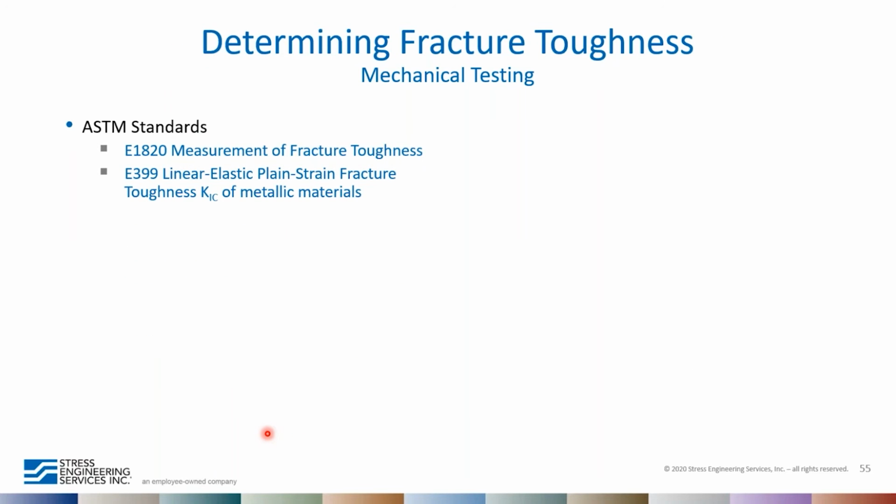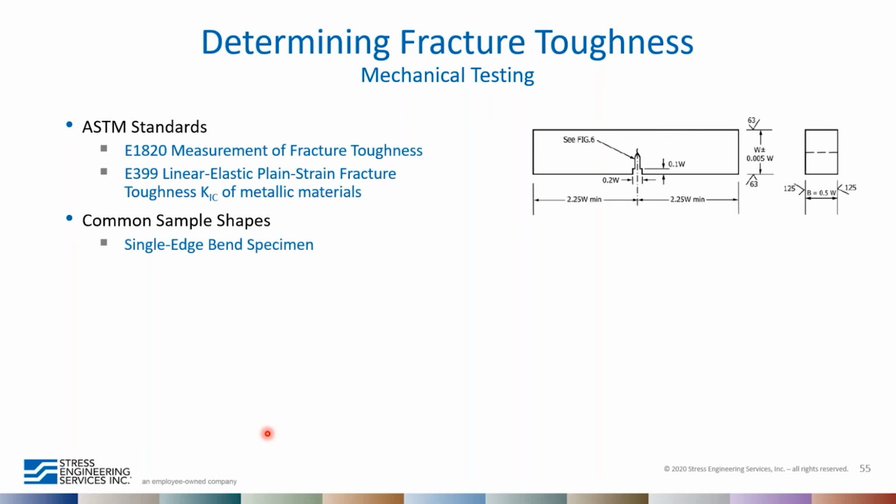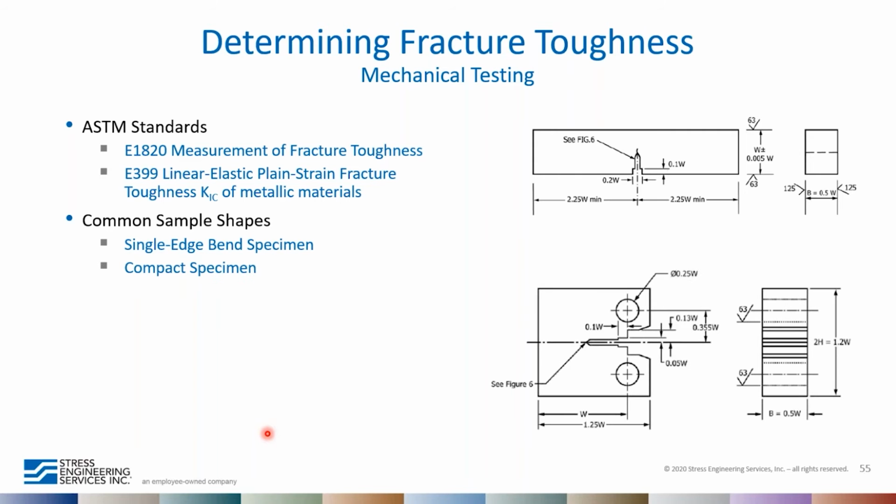All right, so how do we determine fracture toughness? In general, mechanical testing is a great way to determine fracture toughness. We have ASTM standards that provide guidance on material sizing and the geometry of the test specimens to achieve a valid test. Common shapes include this single edge bend specimen and also the compact tension specimen. When performing these tests, samples are pre-cracked using fatigue in order to produce a sharp crack at the tip and to get a true measure of the fracture toughness.